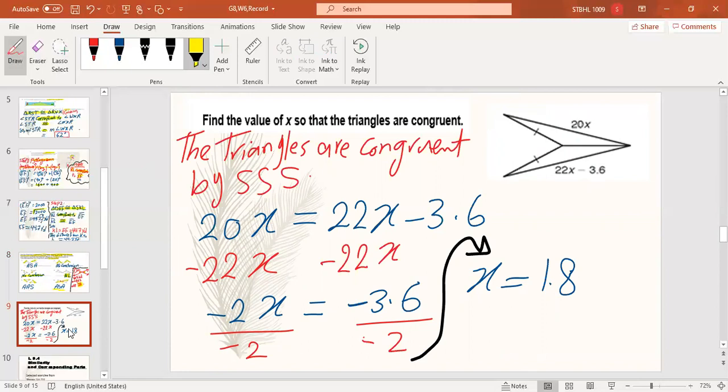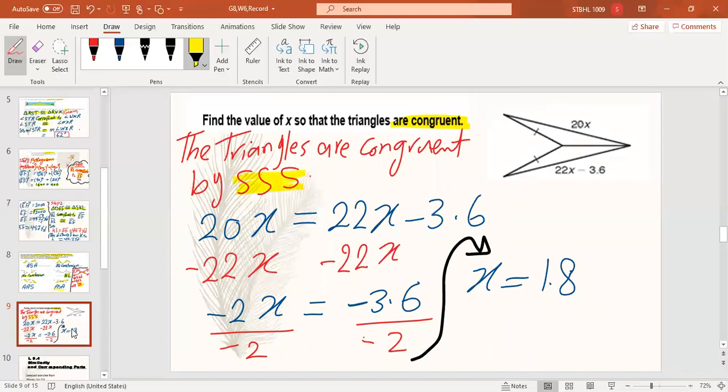Find the value of x so that the triangles are congruent. The triangles here are congruent by side, side, side. Why? Because it is already given in the question, find the value of x so that the two triangles are congruent, and there is no information given about the angles. So they are congruent by side, side, side.